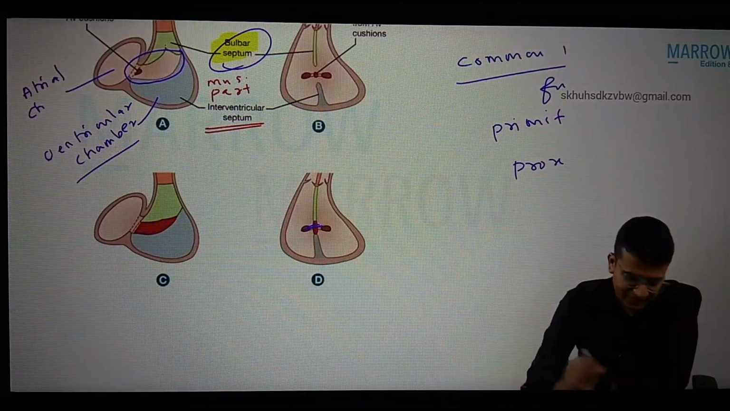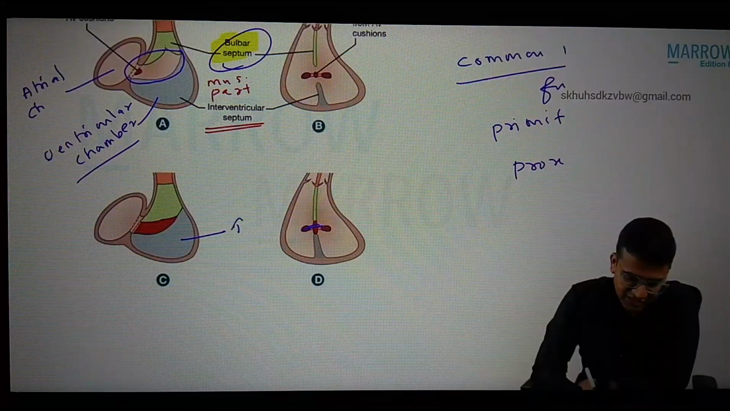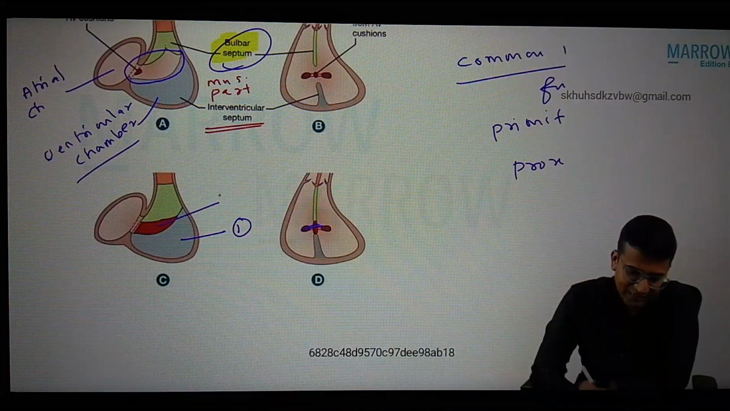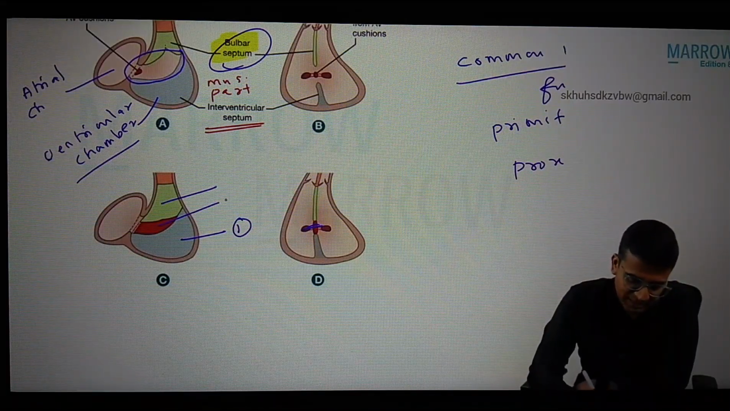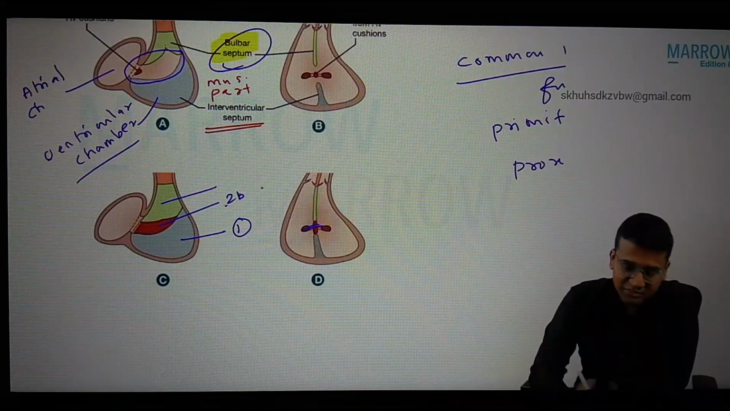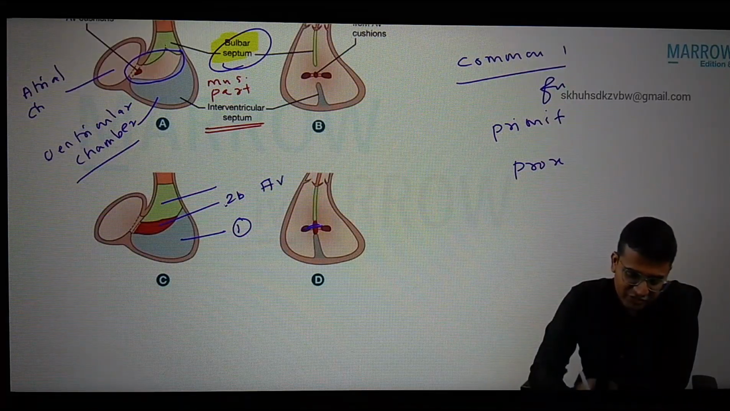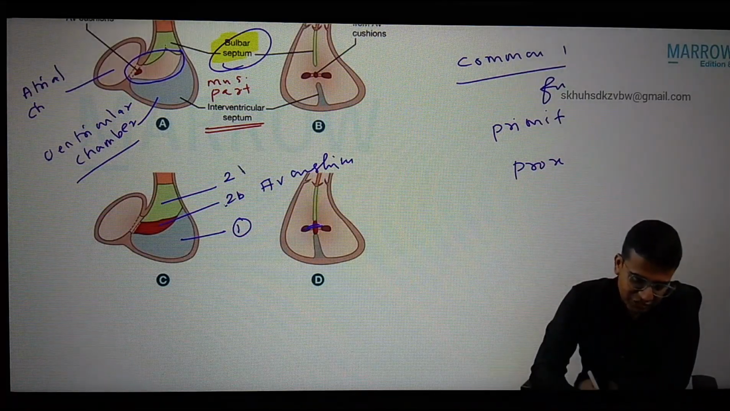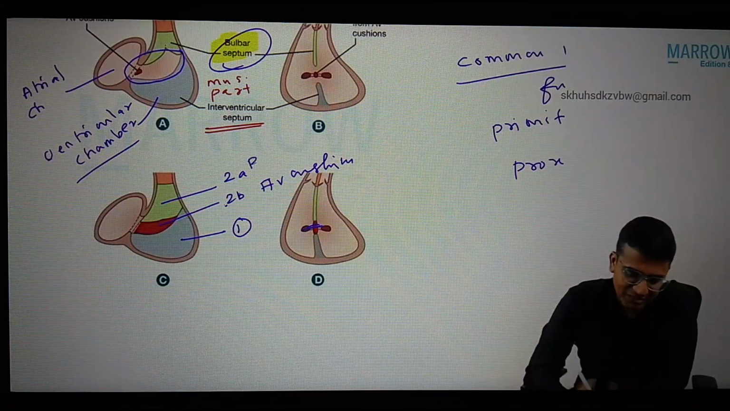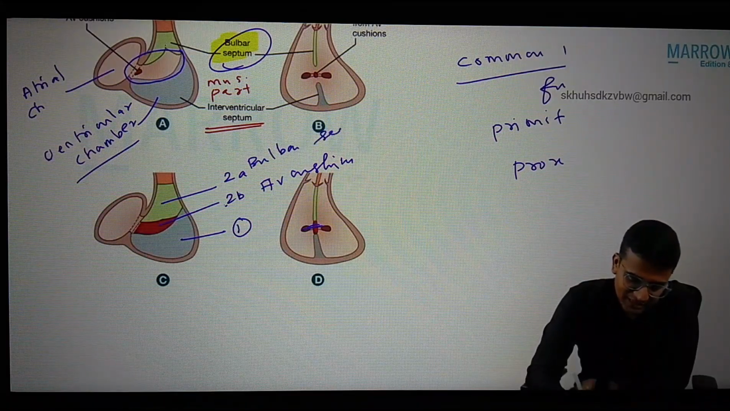Right. So this is our interventricular septum formation. This is the muscular part, and these two will form the membranous part. That is 2B, which is nothing but the proliferation from the AV cushion. This is 2A, our bulbar septum. And thereby, we complete the interventricular septum formation. That's all about the interventricular septum formation.